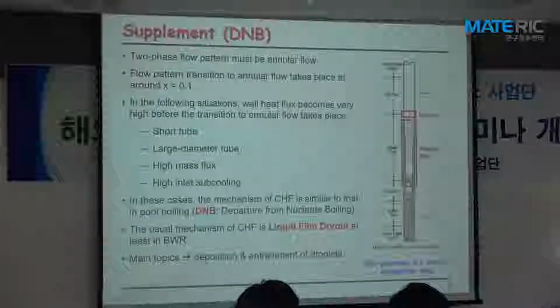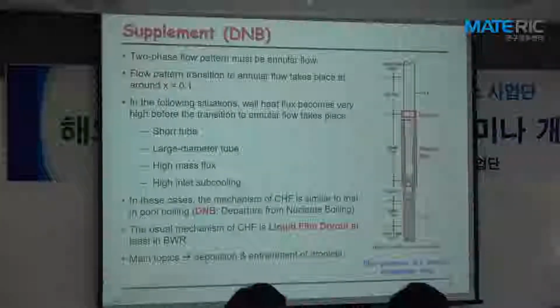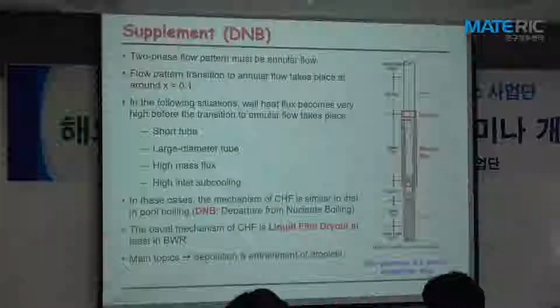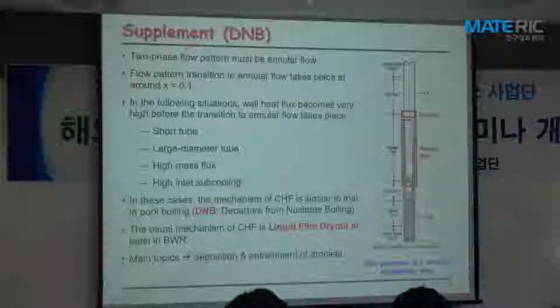Maybe this should be skipped. Of course, you may know there are two types of critical heat flux. One is liquid film dryout, and in the case of PWR, the critical heat flux condition is induced by the departure from nucleate boiling. This is a bit different from the liquid film dryout. Also, I think that in Korea, the main nuclear power plants are pressurized water reactors. Therefore, maybe in your case, DNB is very important.